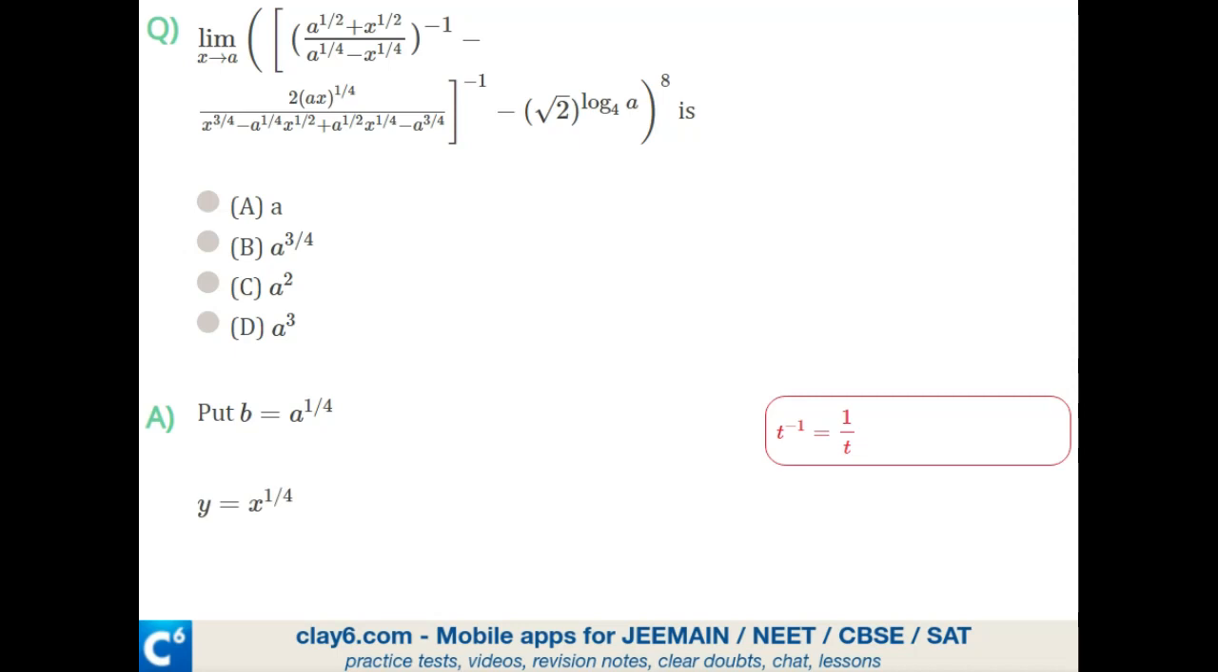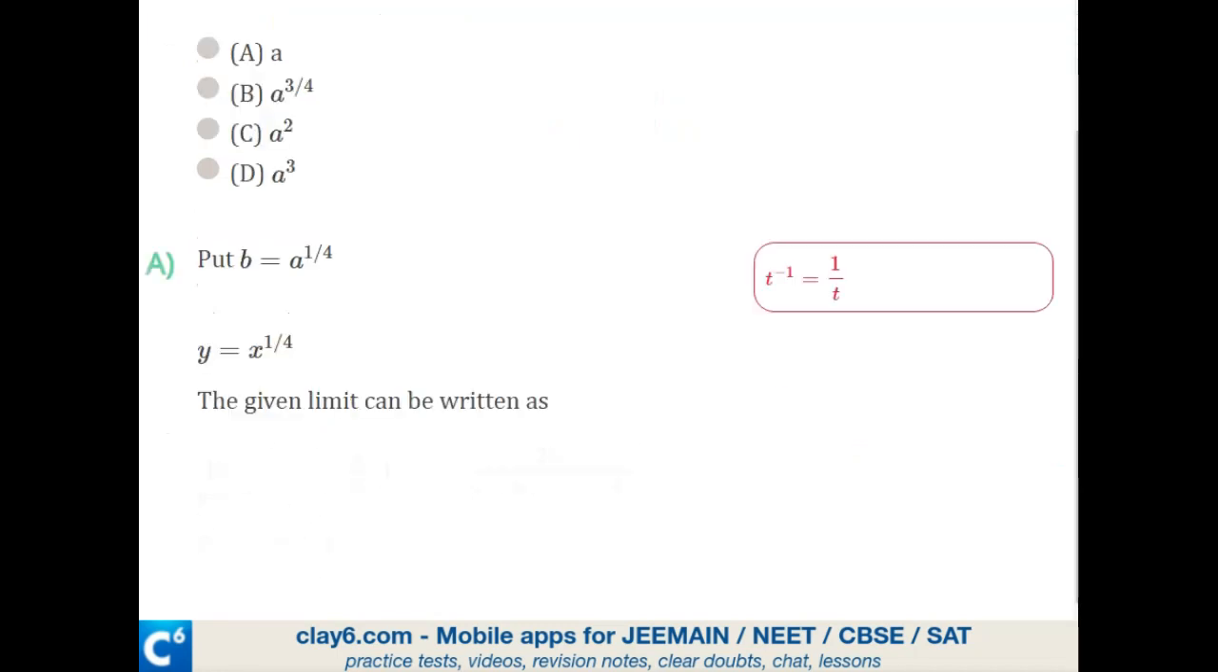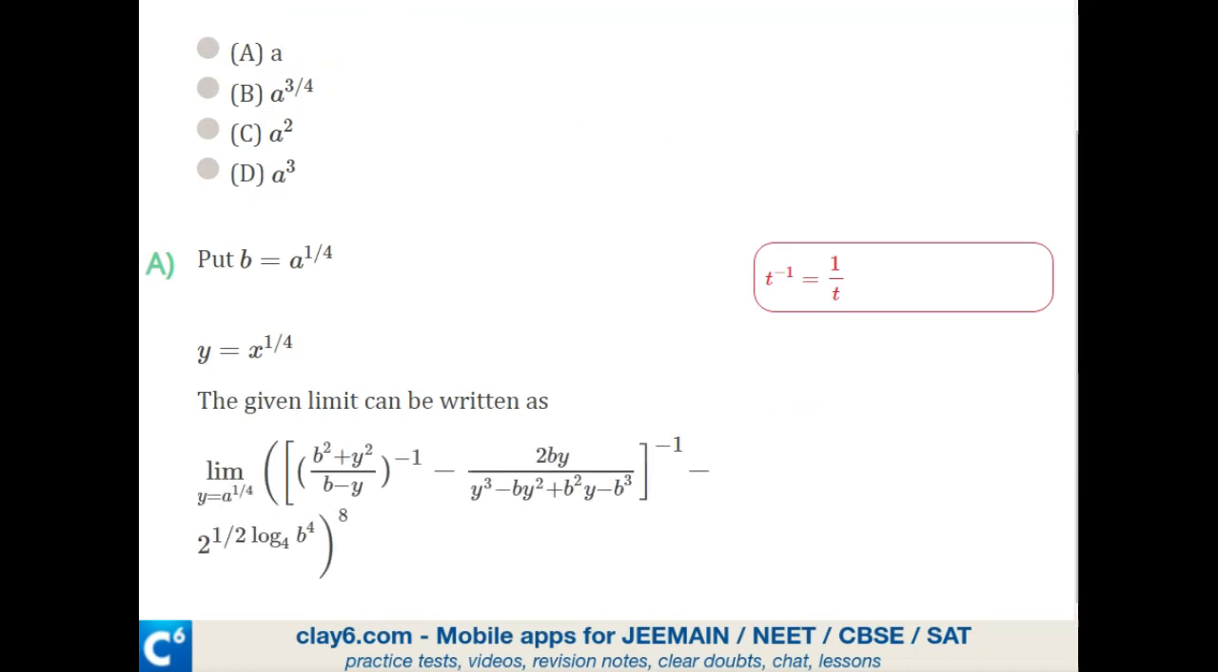Okay, so they are now just simplifying the equation for you. They're putting y equal to x power 4, so x becomes y power 4 and a becomes b power 4. So we are just replacing the limits as y tending to a power 1 by 4, because y power 4 is x, and since x was tending to a, y power 4 tends to a, which means y tends to a power 1 by 4.